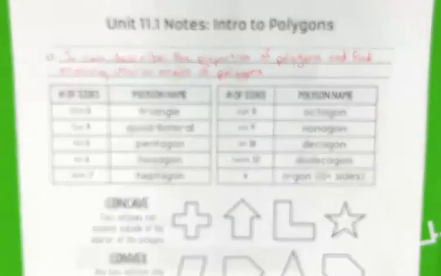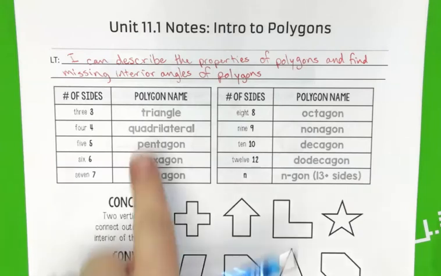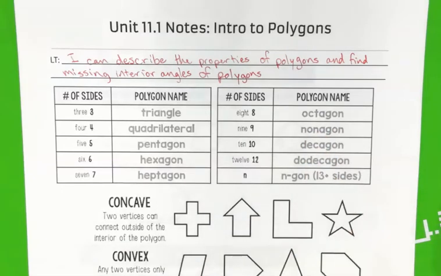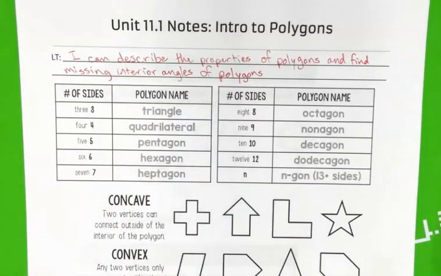Hey guys, this is the Advanced Unit 11.1 notes. We are going to start by writing down the learning target. You can pause the video and write that down, but basically we're just going to describe the properties of all of these polygons right here, and we will find the missing interior angles, but also the exterior angles as well.